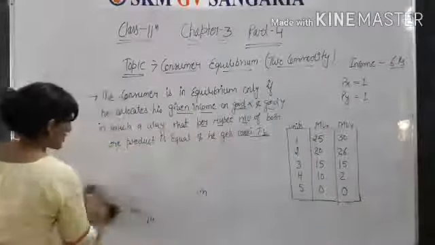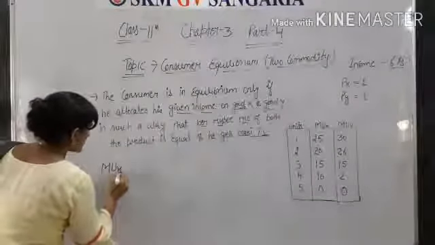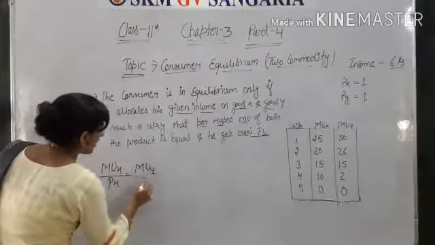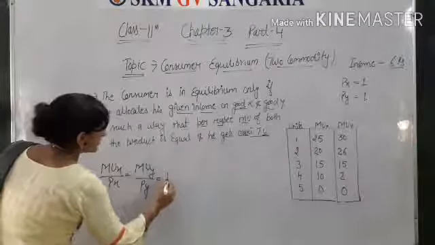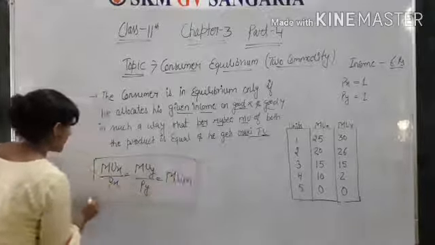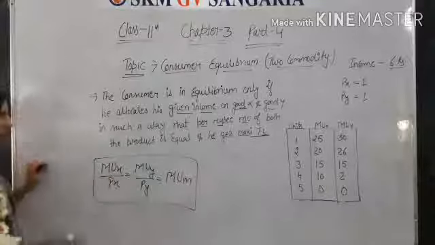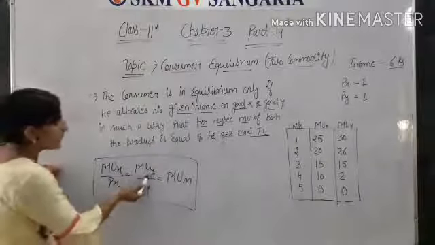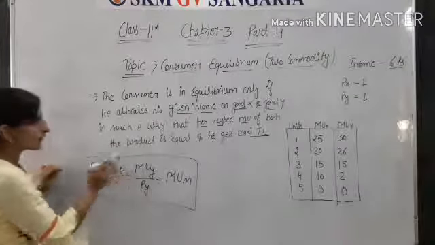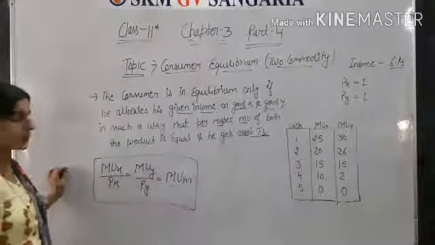So here the condition is that MUx upon Px is equal to MUy upon Py is equal to MUm. This is our condition of consumer equilibrium. Here MUx means marginal utility of X, Px is the price of X, MUy is the marginal utility from Y, Py is the price of Y, X and Y are the goods, and MUm means marginal utility derived from money.